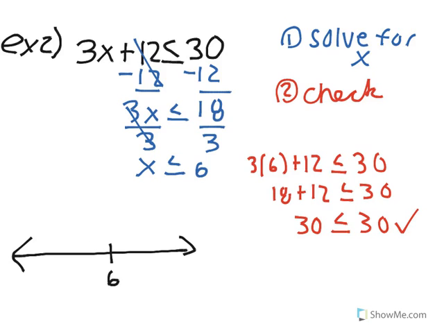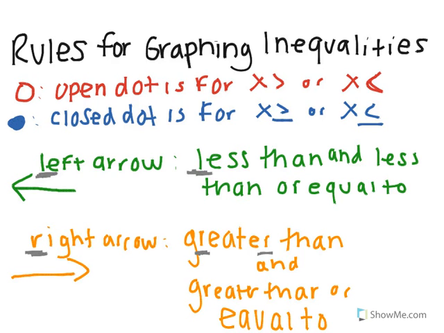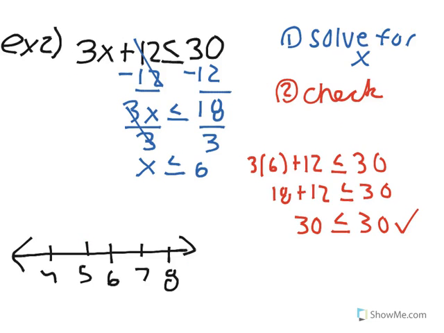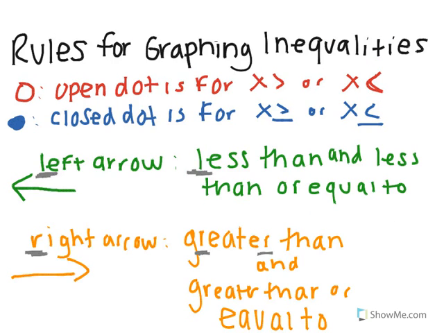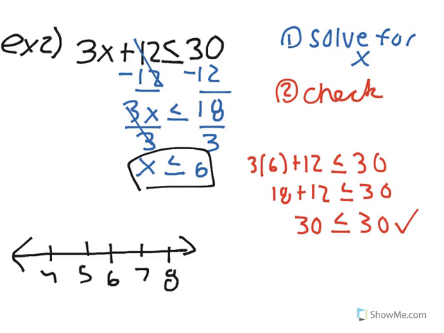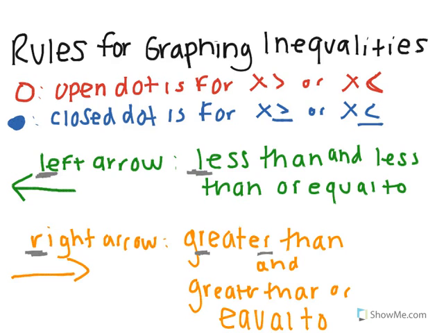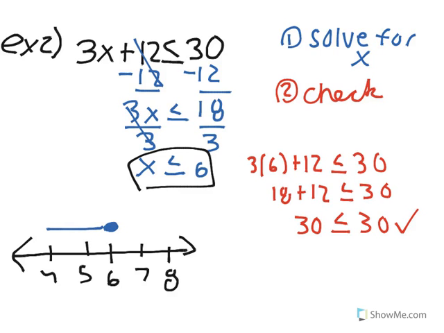So we have 6. I like putting two numbers on either side. So now, looking back at our rules, we had x is less than or equal to. Because there's an equal to, we're going to have a closed dot above the 6. And it's less than. And less than, L, and L indicates a left arrow. So we're going to be going to the left. That just means all these solutions will work in this equation if you plug them in for x. All these numbers to the left of 6.